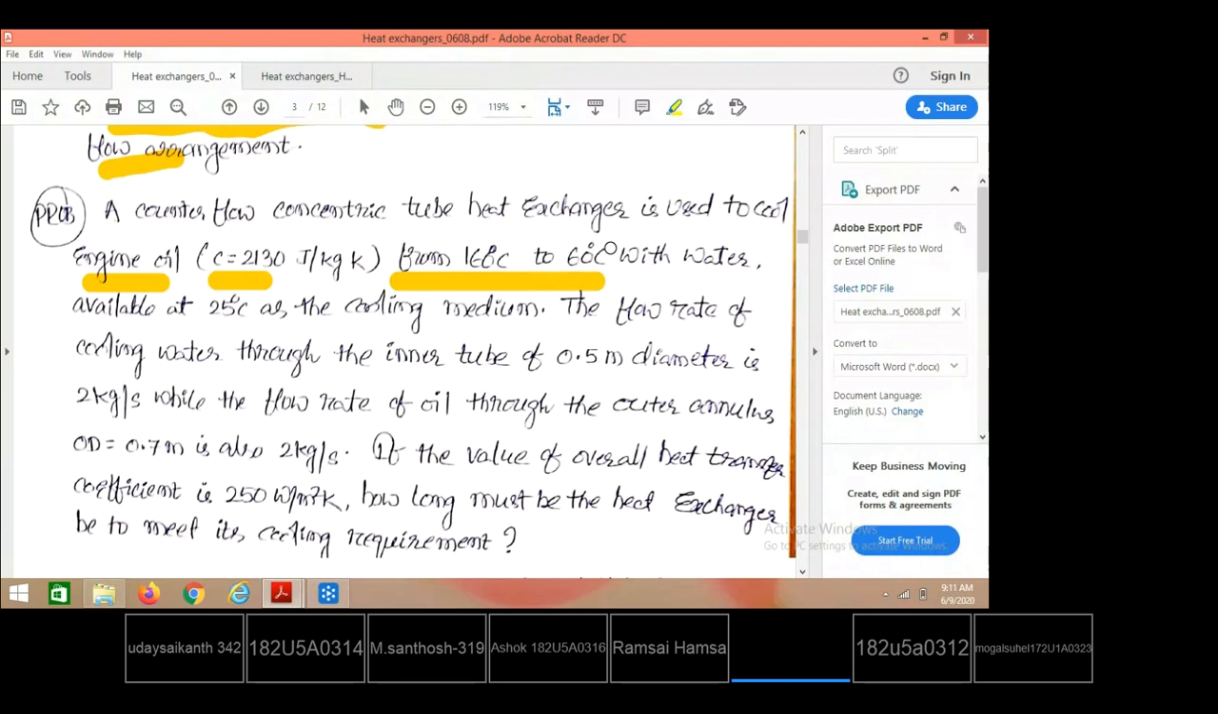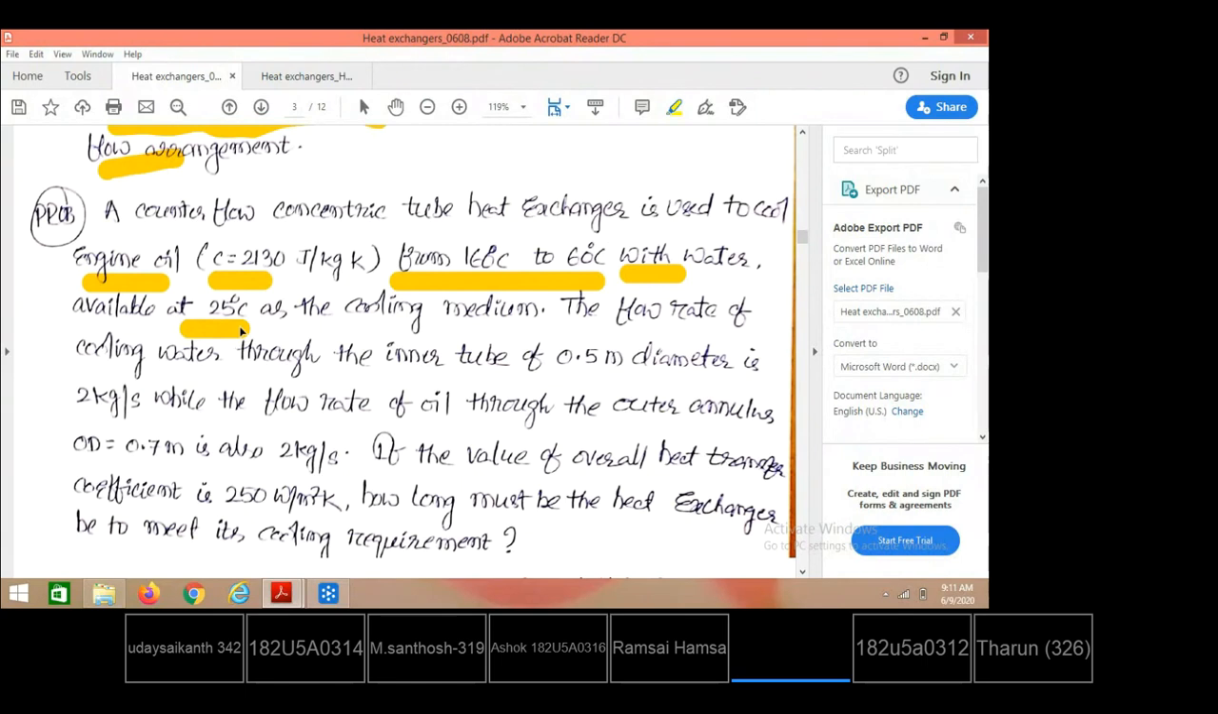That means a net of 100 degrees centigrade drop has taken place in the hot fluid. So with the help of water, that is used as the cold medium. Cold water is initially available at what temperature? 25 degrees centigrade. That means the cold water inlet temperature is known, while the cold water outlet temperature so far is not known.